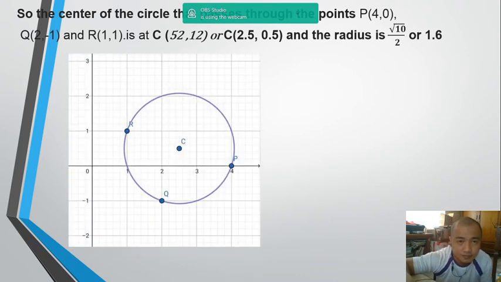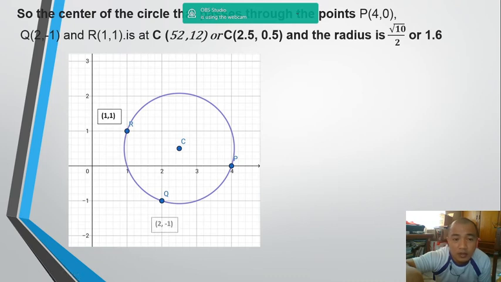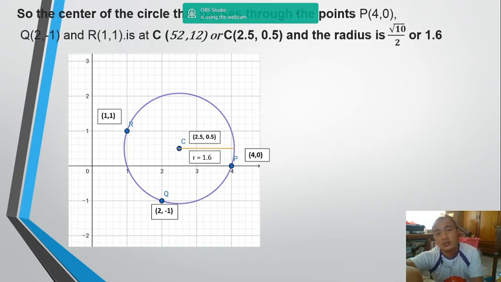Dito na yung dapat 5 halves yun, 1 half. Okay, so as you can see, the center is at 2.5, 1 half. And as you can see, the circle passes through 1, 1, yung point R; 2, -1, yung point Q; and 4, 0, yung point P. Diba? And the radius is equal to 1.6.